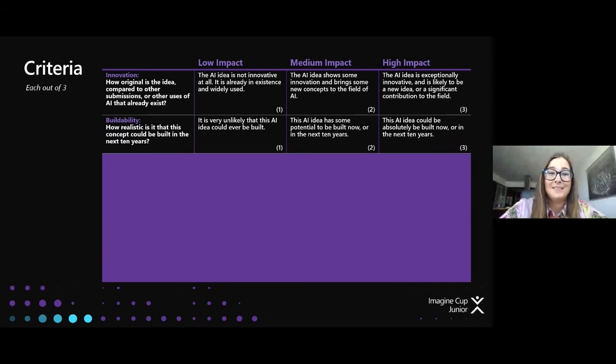Then buildability, okay? So there's 3 marks going for buildability. So how realistic is it that this concept can be built in the next 10 years? So you'll get 1 mark if it's quite unlikely that it can be built out in the next 10 years. You'll get 2 marks if it has potential to be built.